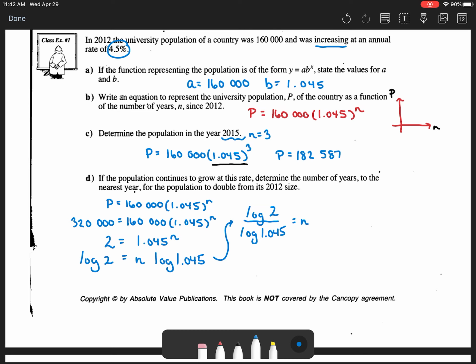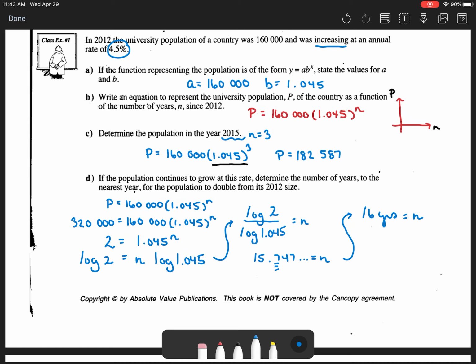So on my calculator, when I do that calculation, I end up with a value of n that is 15.747, etc. Again, don't round quite yet. I go back to the question and they want it to the nearest year. So in this case, I use my rounding. I'm at 15.7, so to the nearest year, that will be 16 years. That's my value of n.